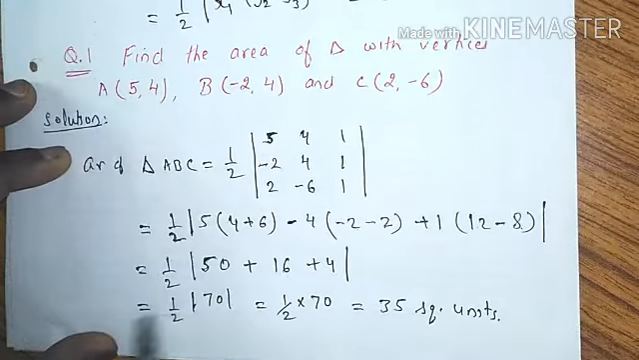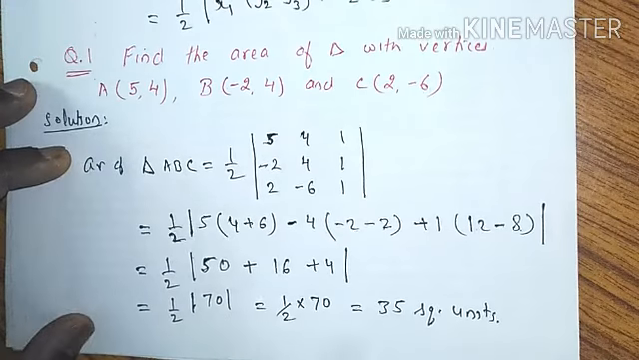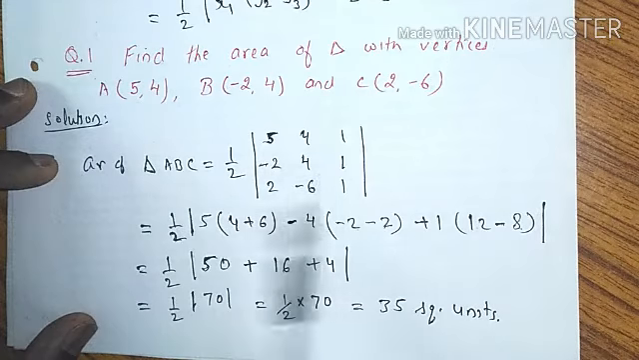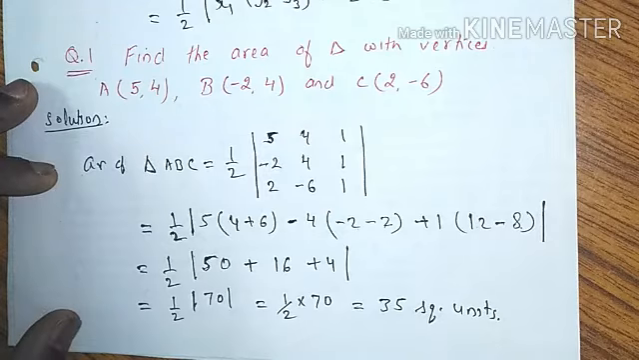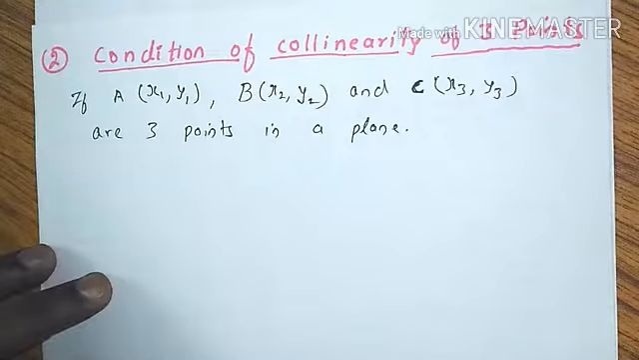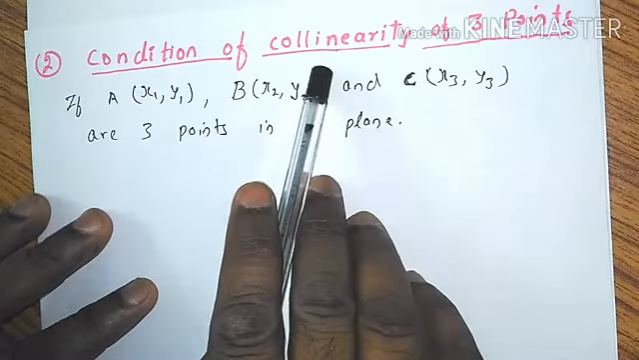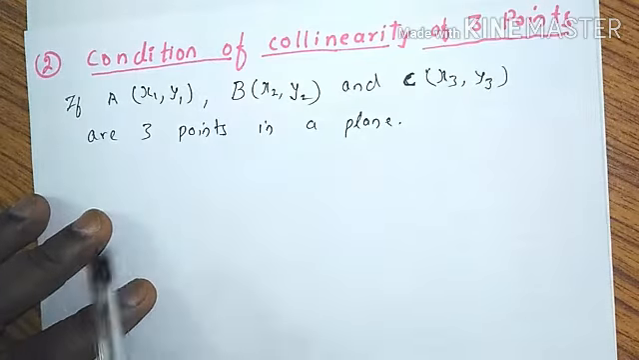So this is one of the applications of the determinant. When we know the vertices of a triangle, we can find the area of the triangle by writing it in the determinant form and then doing the simple expansion of the determinant, right? Now the second application is to get the condition of collinearity of 3 points.